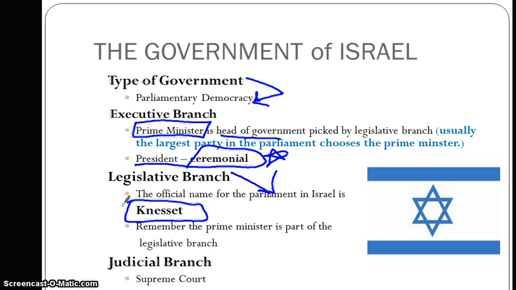Okay? Once again, parliament is their legislative branch, and they call their legislative branch Knesset. Remember, the prime minister is part of the legislative branch, and they do have a judicial branch or a Supreme Court.